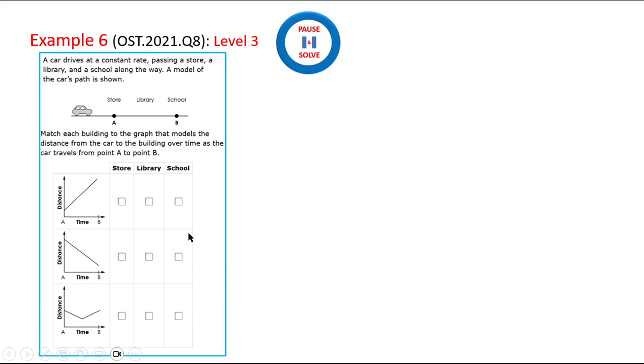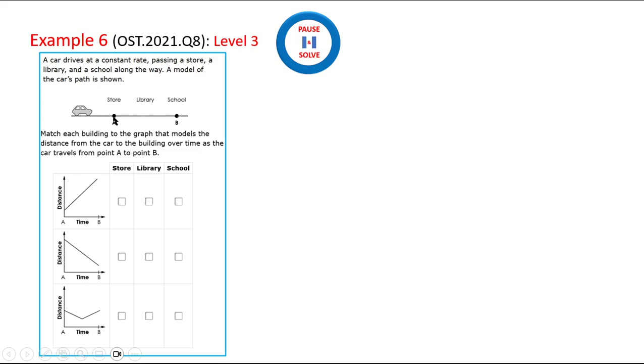Example number 6. A car drives at a constant rate passing a store, a library, and a school along the way. A model of the car's path is shown. Here's the model, here's the store, here's the library, here's the school, and the car starts from A and goes in this direction. Match each building to the graph that models the distance from the car to the building over time as the car travels from point A to point B. Obviously, something is going to be decreasing and then increasing. This one is decreasing, this one is increasing.